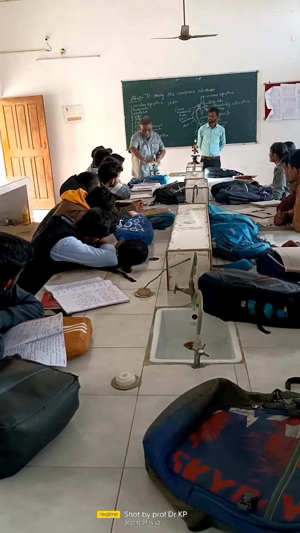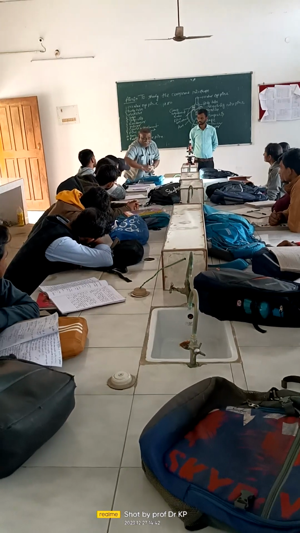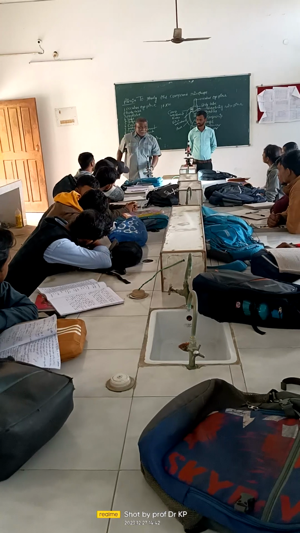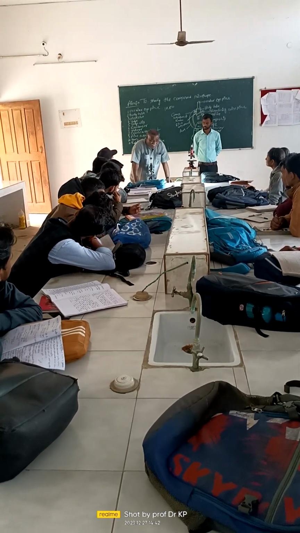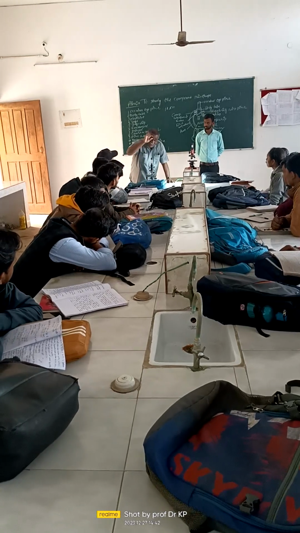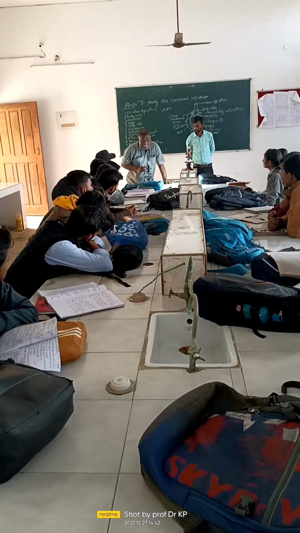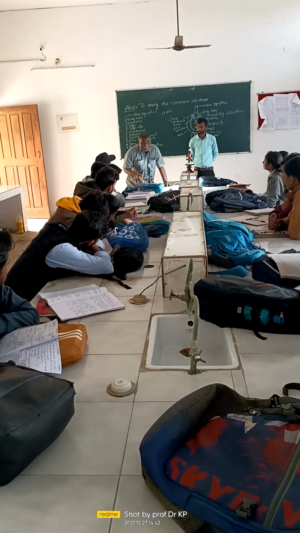Then if you want to go to 45x, you just have to turn the objective, without disturbing anything, and bring the 45x into place. Now the lens is very, very close to the slide. In 10x there will be distance. In 45x there will not be distance. Now you never touch the coarse adjustment.